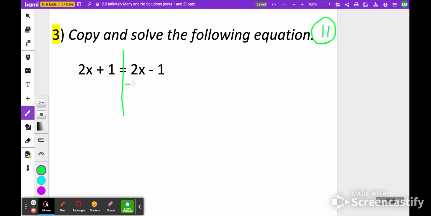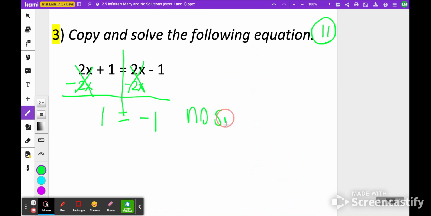All right, the only thing I did here is move my 2x over to the left by subtracting. Both sets of 2x's are canceling out here. So I have a positive 1 on the left side and a negative 1 on the right side. Since these are not equal, we're going to say there is no solution.